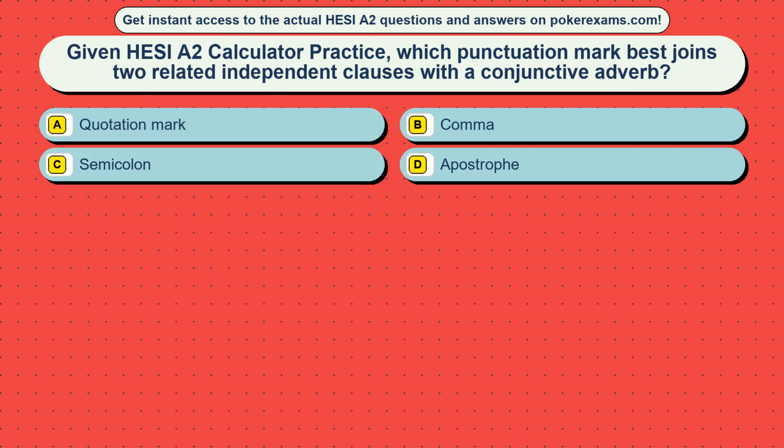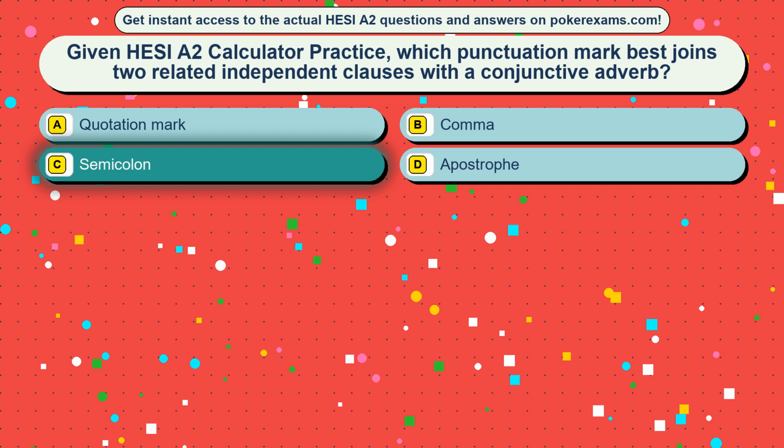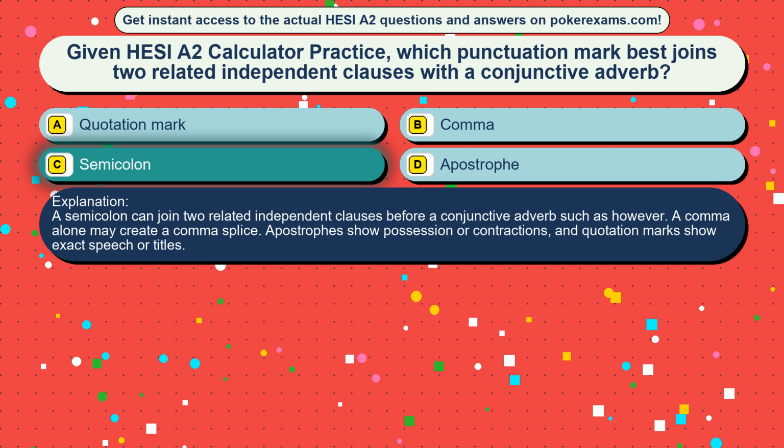Question 48. Given HESI A2 Calculator Practice, which punctuation mark best joins two related independent clauses with a conjunctive adverb? Option A, quotation mark. Option B, comma. Option C, semicolon. Option D, apostrophe. The correct answer is option C, semicolon. A semicolon can join two related independent clauses before a conjunctive adverb such as however. A comma alone may create a comma splice. Apostrophes show possession or contractions, and quotation marks show exact speech or titles.